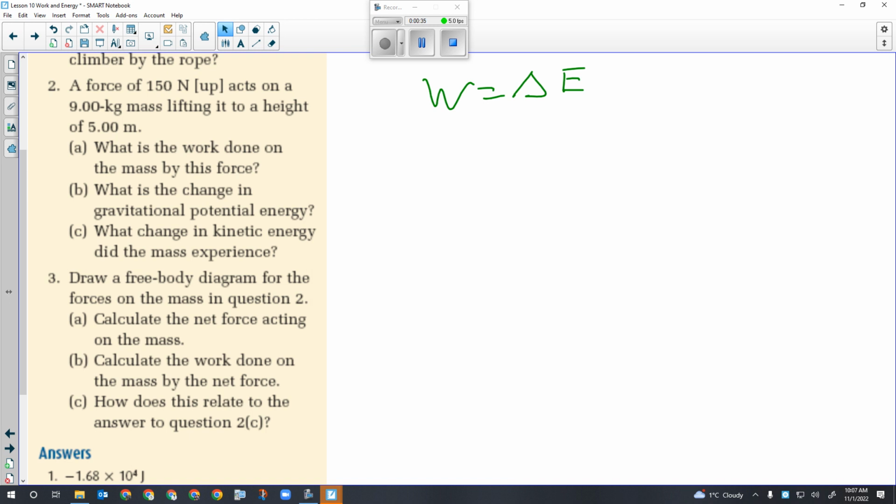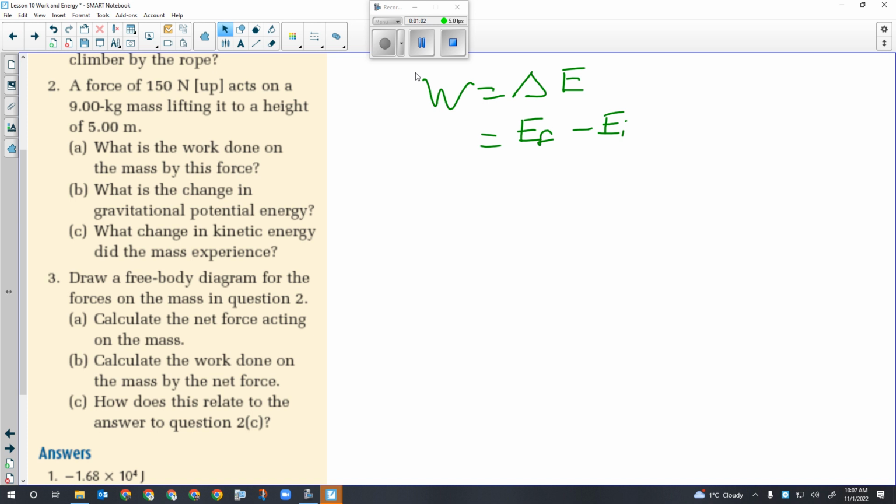All right. If I want to calculate the change in mechanical energy, that means I take my final mechanical energy and I subtract my initial mechanical energy. How do I calculate mechanical energy? It's your final kinetic energy plus your final potential energy, subtract your initial potential and your initial kinetic.